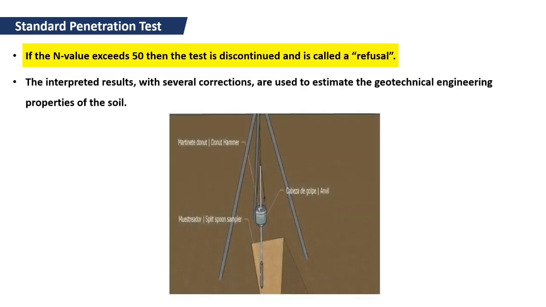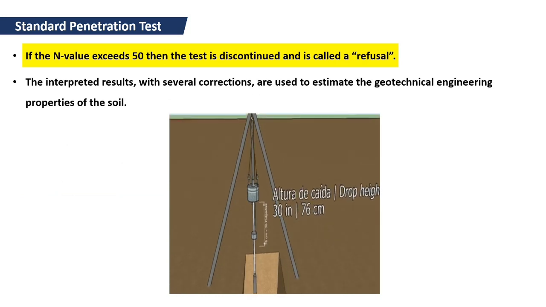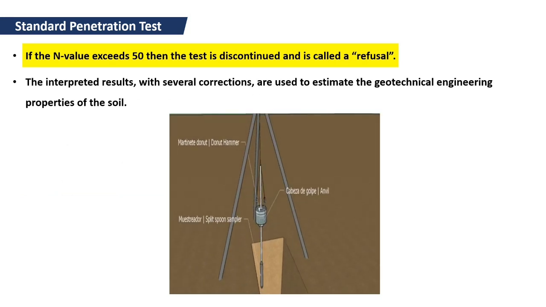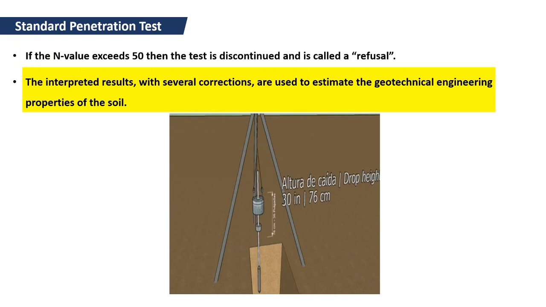Okay? If the N value exceeds 50, then the test is discontinued, and this is called refusal. It means this is discarded. So we should not get a value more than 50. Got it?